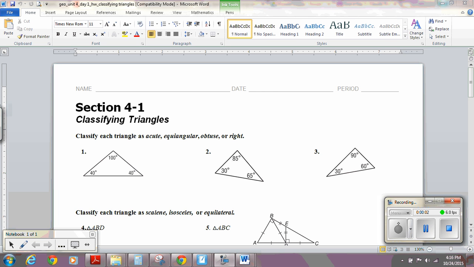Unit 4, Day 1 homework tutorial. I will work through the even problems with you. For the first section of problems, they would like for us to classify each triangle based off of their angles. So tell whether it's acute, equiangular, obtuse, or right.